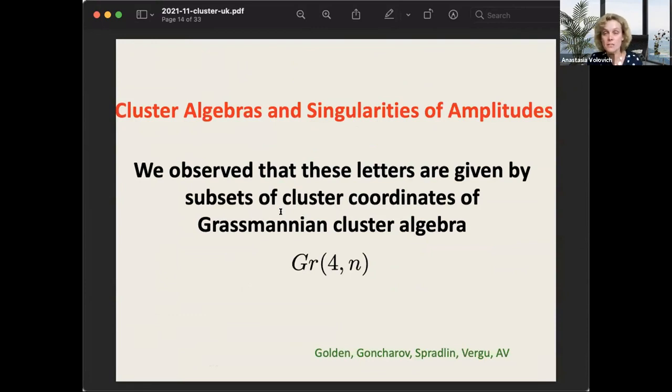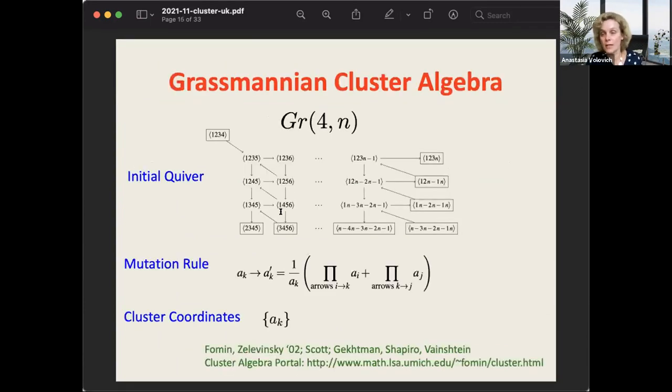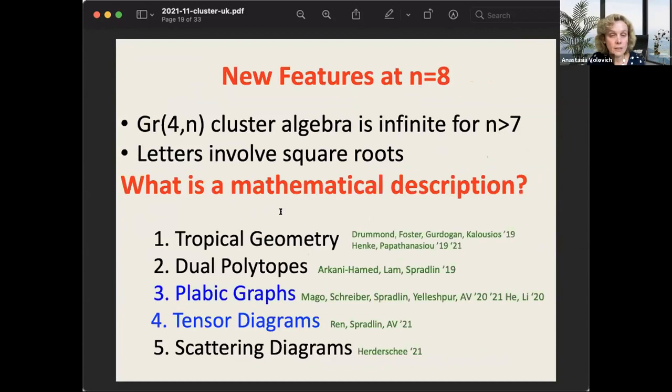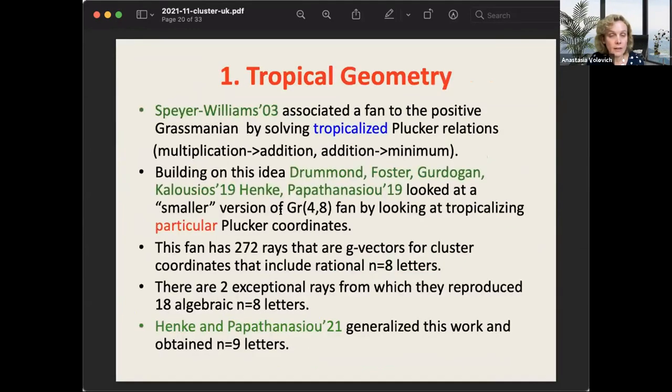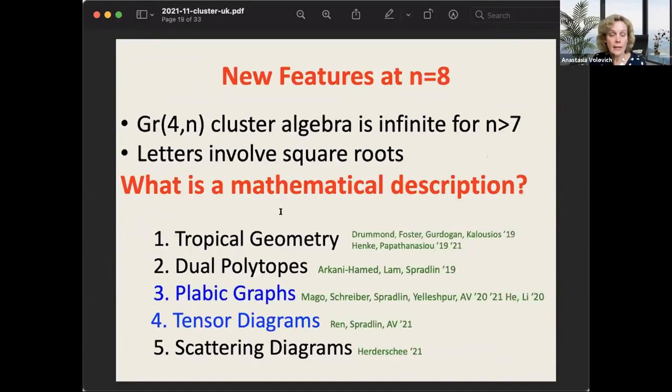Eventually we believe that the letters are built out of, what is it, 280 or something. I will mention that. Actually, I have this, yeah, I will mention that. Any other questions?